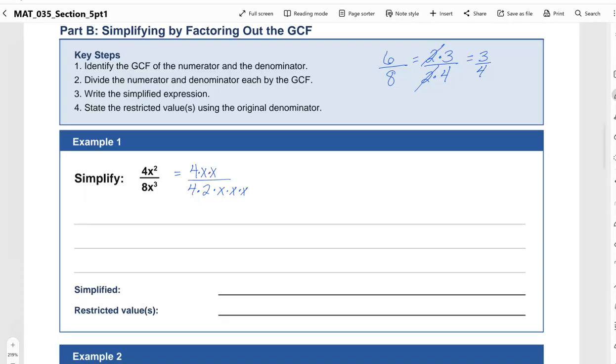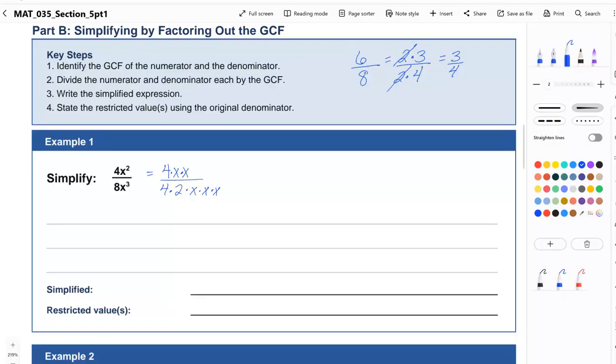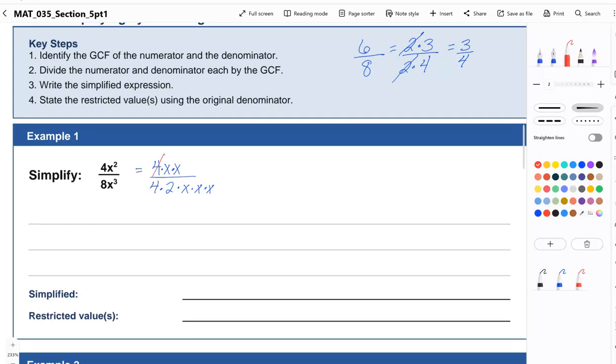So I'm using the same concept that I did with that 6/8 that we did up here. What do they have in the top and bottom that's going to cancel? Well, the 4s are going to cancel. Also, I have an x here that's going to cancel, and I have another x here that's going to cancel. So now I'm going to think about what's left over. On the bottom, I've got a 2 and an x left over. And the top, I don't have anything, but remember, everything's really multiplied by 1. There's an understood 1 there. So that's what I'm going to have in the numerator.